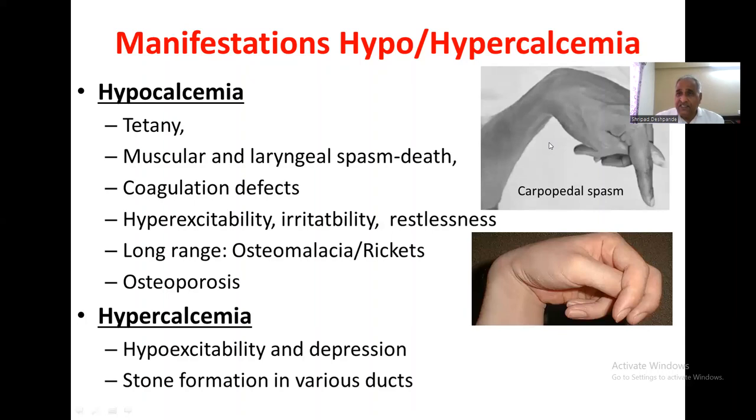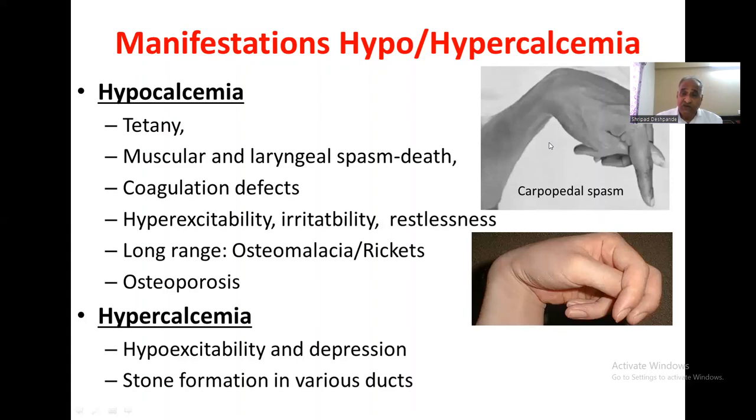Tetany we can treat by replacing the calcium. Another part is that it produces muscle spasm, because of the increased excitability of the muscles. Especially laryngeal muscle spasm produces asphyxia, and if the asphyxia continues for more than a minute or two, death may ensue. That is why laryngeal spasm is important. When there is hypocalcemia, it's a sort of emergency we have to treat.